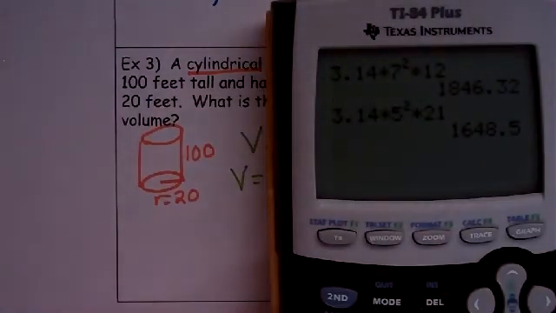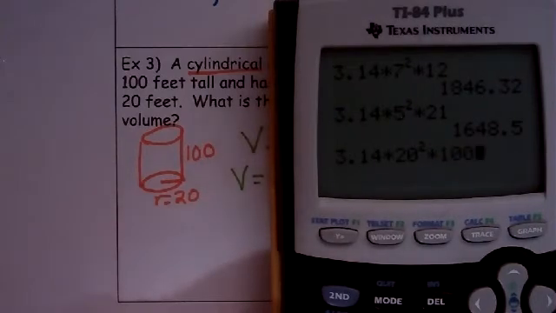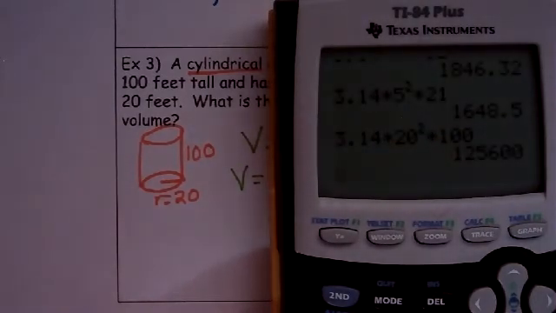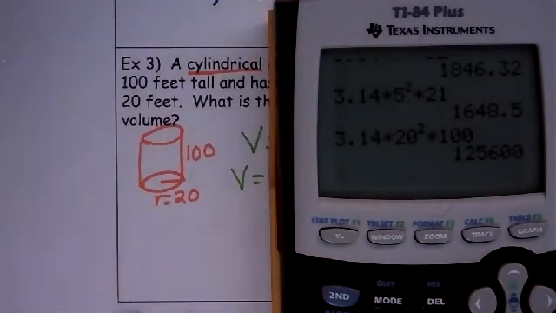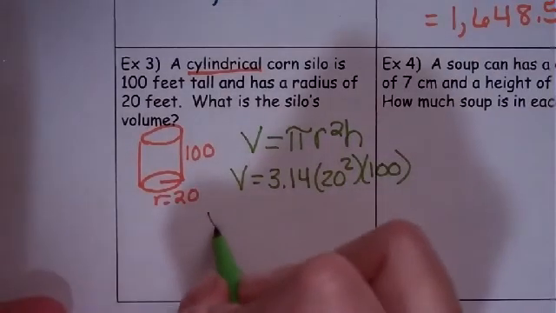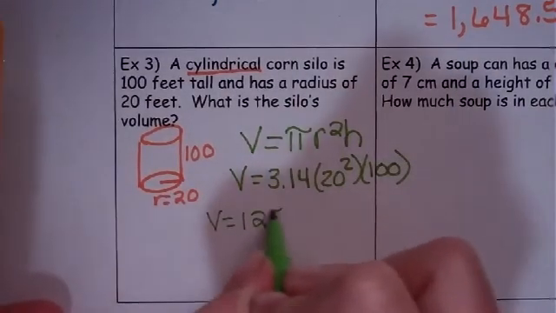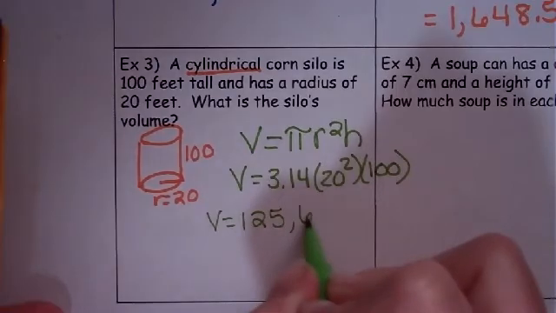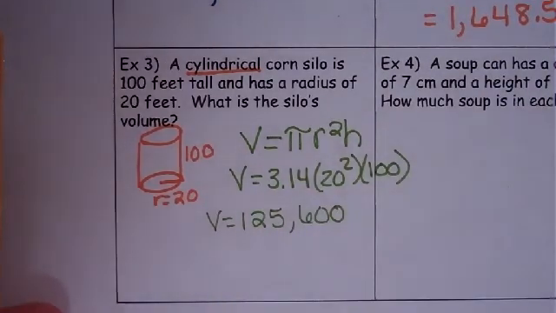So let's see, 3.14 times 20 squared times 100. Oh, got a big number there. So looks like we got 125,600. It's hard to see it on my calculator. But what I got was 125,600.